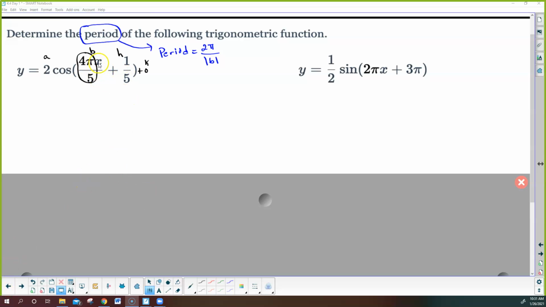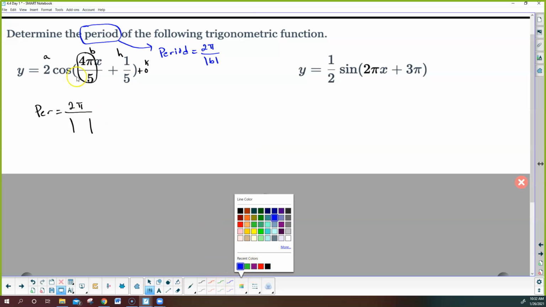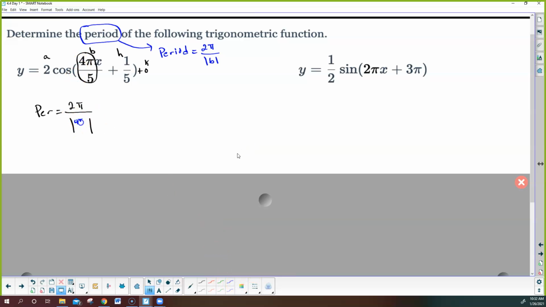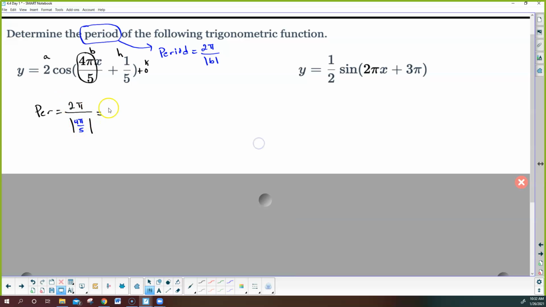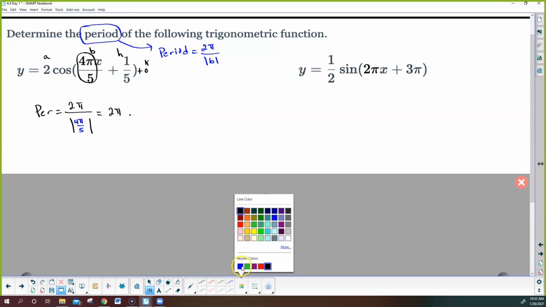All right, so it's just important to think about, wait a minute, what is the b value? So we define the b value. Then if I'm going to find the period, I'm going to plug in what that b value was, 4 pi over 5. Now we run into a not super friendly piece. I've got a number divided by a fraction, and if you remember, we don't like to divide by fractions. I like to multiply by the reciprocal.